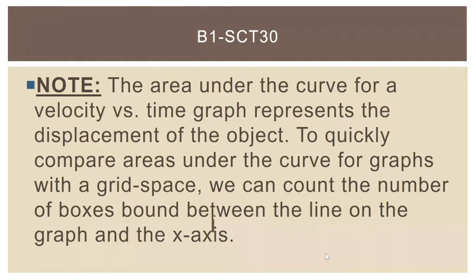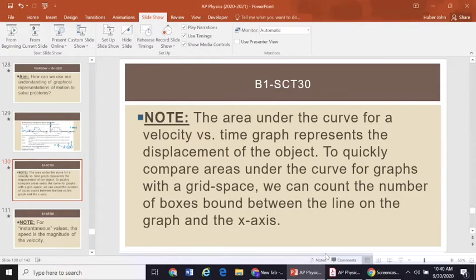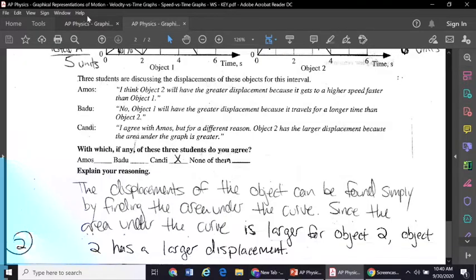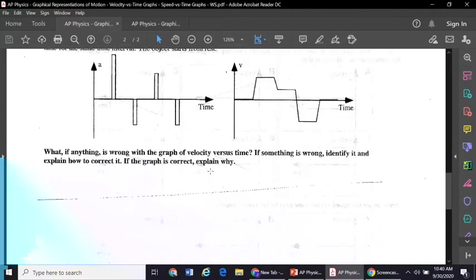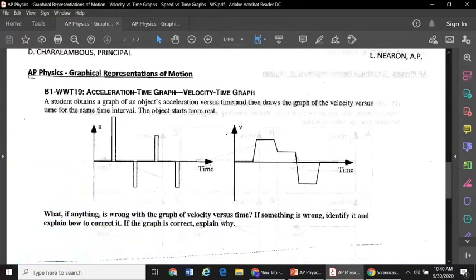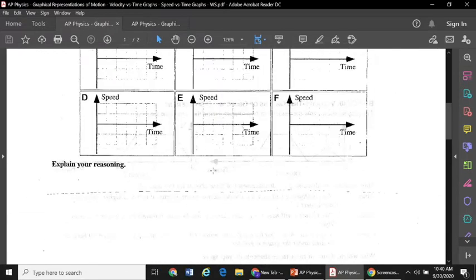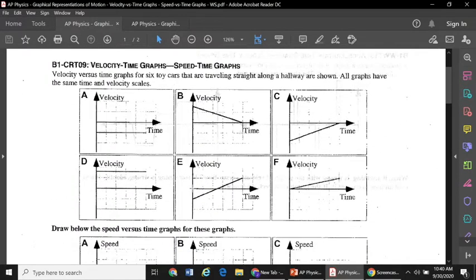Okay, so let's move on. The next problem I want you to do is on that same sheet, but it's actually the first problem. I want to be clear, we are actually going to skip this middle problem, WWT 19. The reason we're going to skip it is because it's another kind of graphing problem that we are going to get to either tomorrow or Monday. And so the next problem we're going to look at is B1 CRT 09.